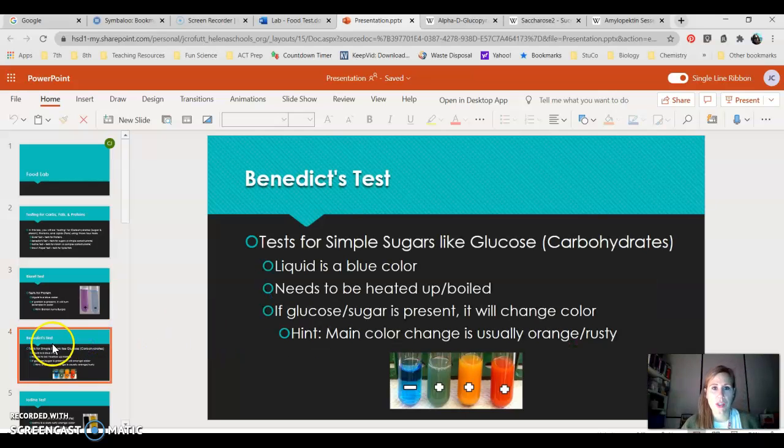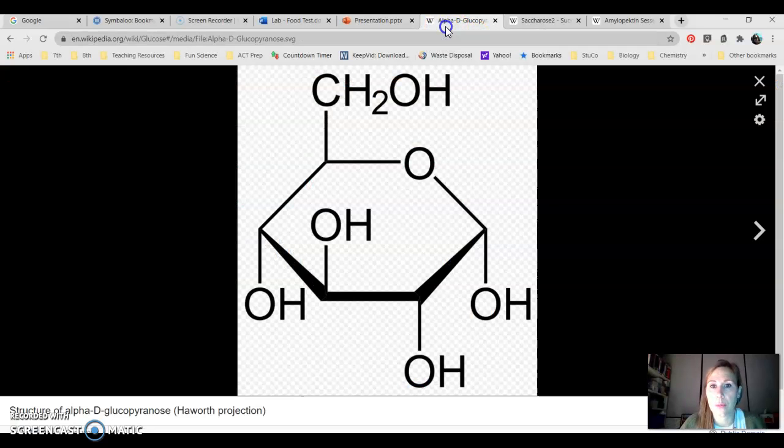Okay, Benedict's test. Let's take a second and talk about our 2 different types of carbohydrates. We've learned so far with Amplify that when we eat a carbohydrate, it breaks down into glucose in our body, and glucose is really important for metabolism for us. On a molecular scale, if we were to zoom in way past a cell, way past any virus, we could see this model for glucose. So you eat something with a carbohydrate in it, and you get this teeny tiny single glucose molecule. It makes this little ring shape.